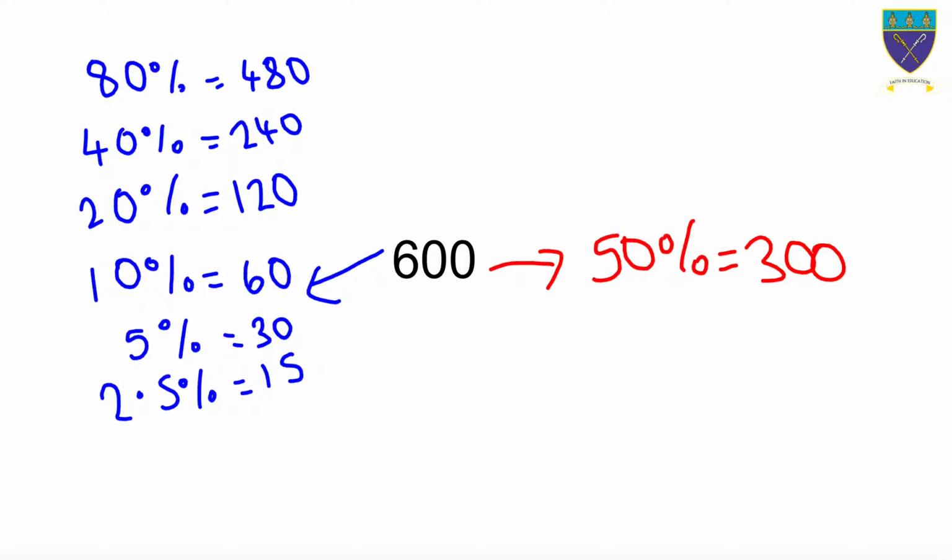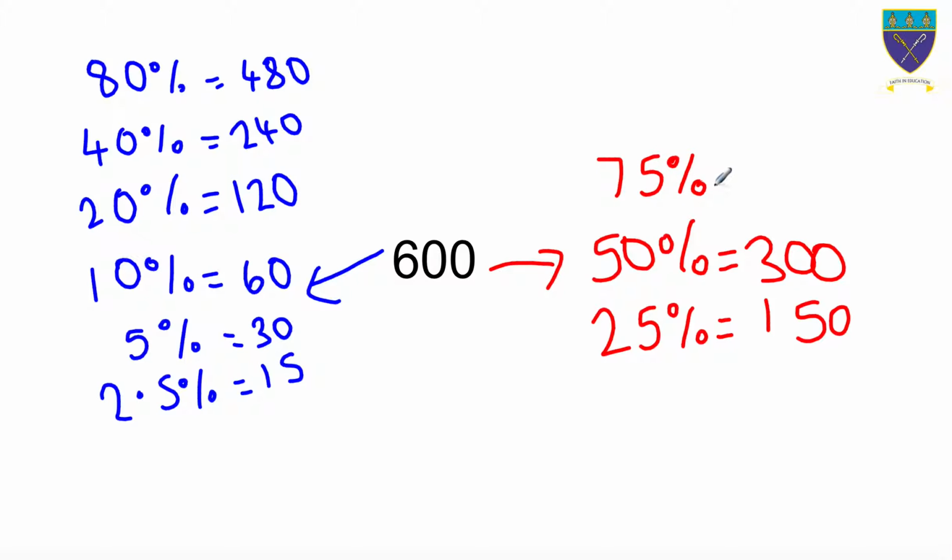If I come to the other side here and look at the 50%, then if I halve the 50%, I can calculate 25%, would be 150. And then I can find 75% very easily by adding together the 50% answer and the 25% answer to get 450.